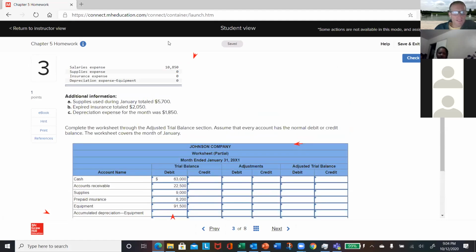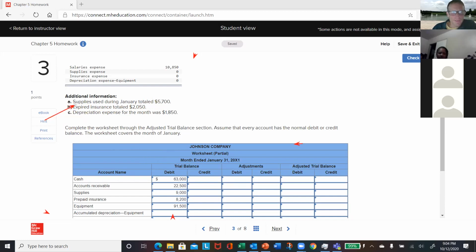So they've told us that supplies used during January are 5,700. So that's our adjustment. We know that's our expense. It says expired insurance is 2,050. Again, that's our expense. Depreciation expense is 1,850. So this problem didn't make you calculate the adjustment. They just want to make sure you know how to put it into the worksheet.